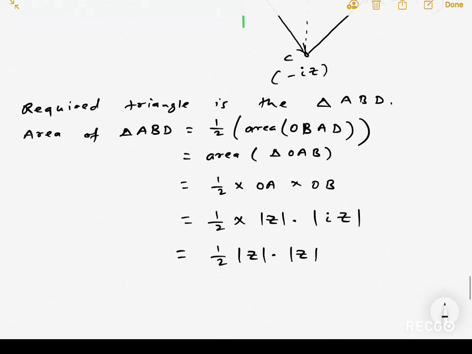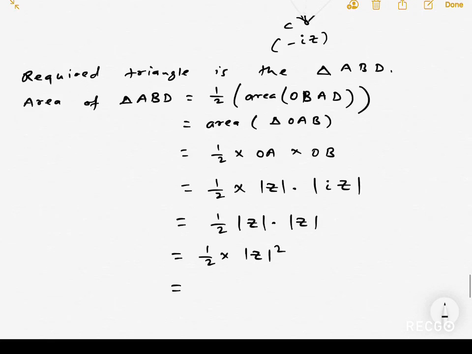So mod Z into mod Z is mod Z square by 2, or you can say half of mod Z square. Since mod Z is given as 6, mod Z square is 36, so 36 divided by 2 is equal to 18 square units. Now this question is solved. Only this much calculation, but that is also done to show you, otherwise there is no need of doing the calculation here.